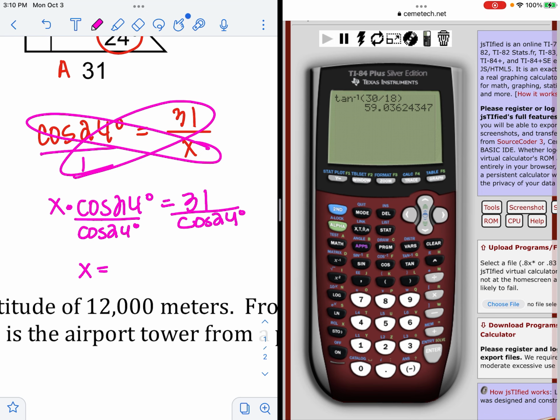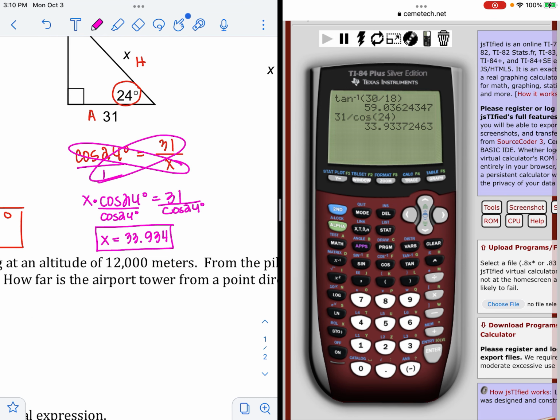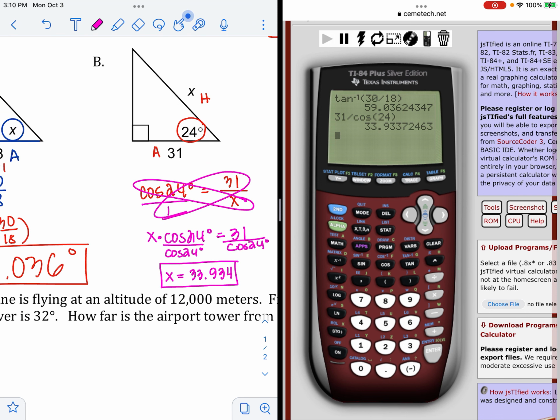So now I have x equals, and now I'm going to put this in my calculator. 31 divided by cosine of 24. Hit enter, and once again, 3 decimal places, 33.934. And this is a side length, so it's not in degrees, it's just in units, which they didn't give me like centimeters or meters or anything like that.